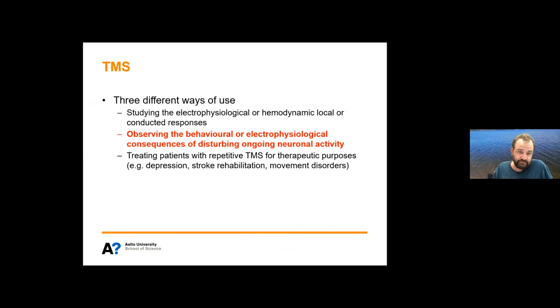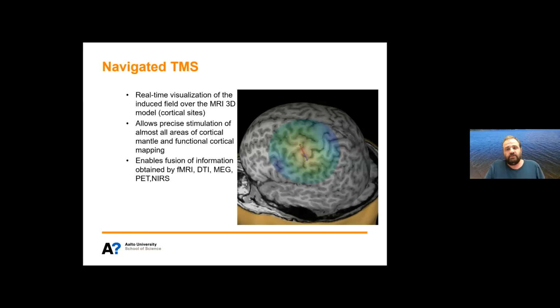TMS is used in 3 ways. To study the electrophysiological and hemodynamic conducted responses. You can use it to observe the behavioral and electrophysiological consequences of disturbing ongoing neuronal activity, which is what we do, and I will show with speech mapping, and treating patients, of course, with repetitive TMS as in depression, stroke rehabilitation, and other methods. So for mapping, it is very important to have navigation.